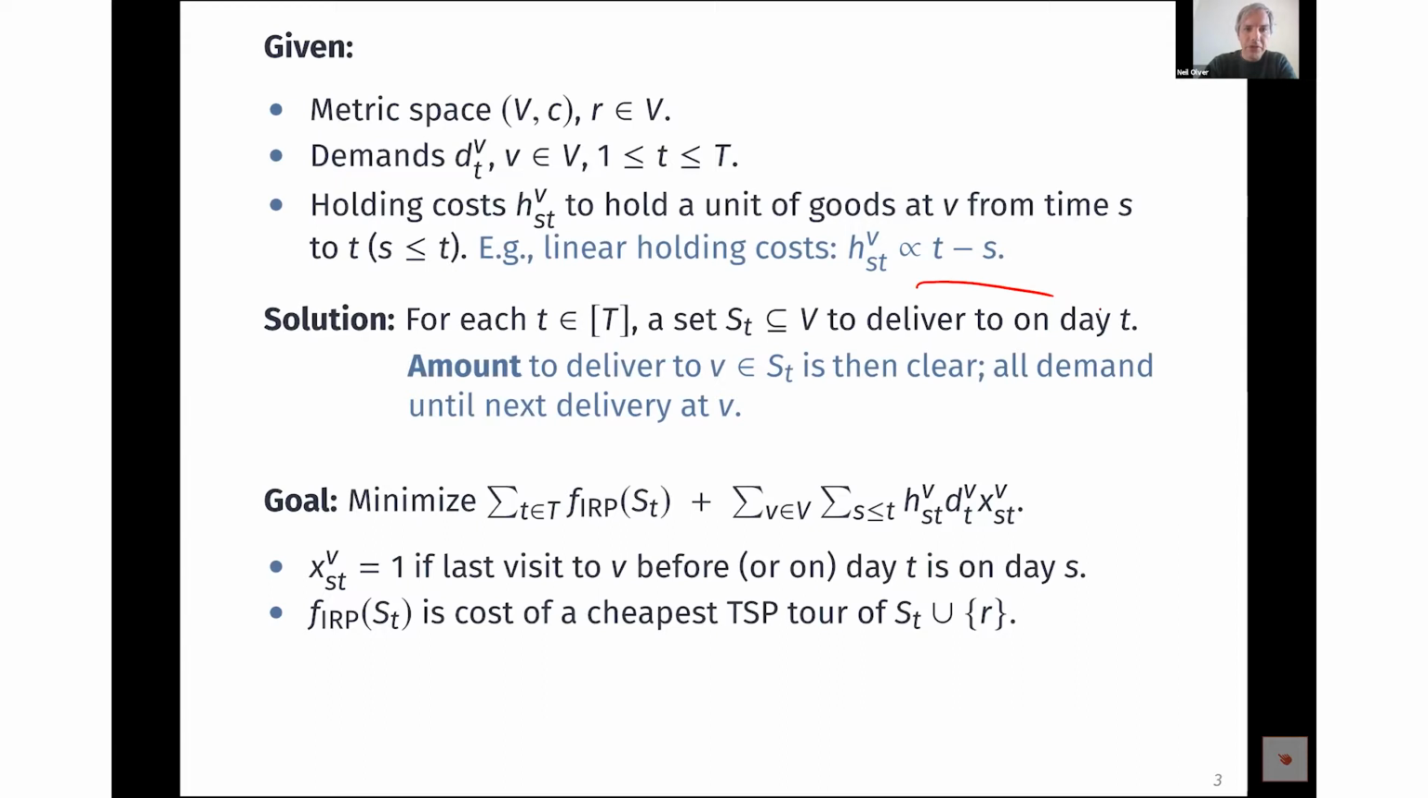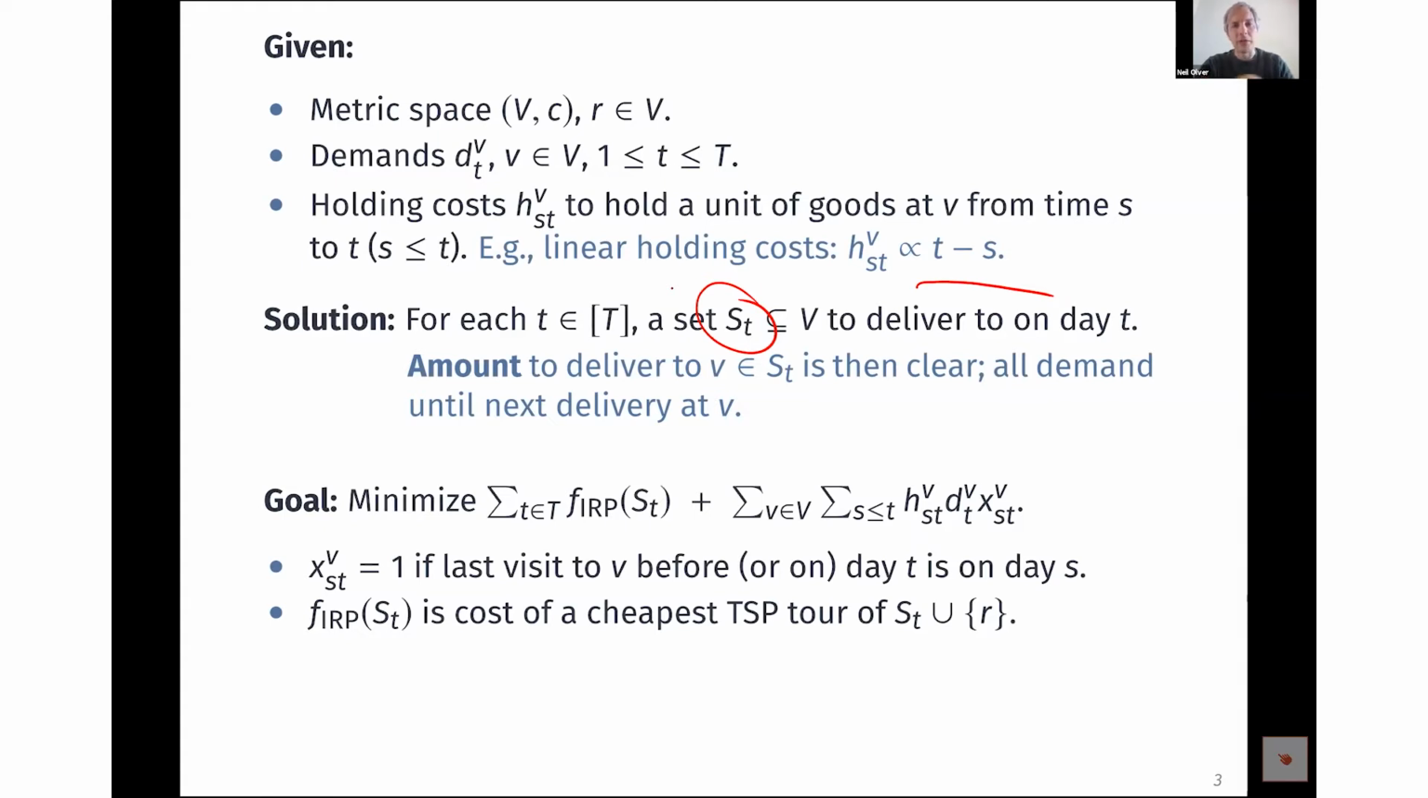Okay, a solution, I'm going to specify the solution as a set S_t that we deliver to on day t. Once we've decided on this, everything else is relatively easy, modulo solving a TSP problem. So firstly, once I know the set I'm going to deliver to on day t, well, there's a TSP problem on that set that I should solve. I'm not going to be worried about constant factors here. So for us, we solve that with a constant factor approximation. That's going to be fine.